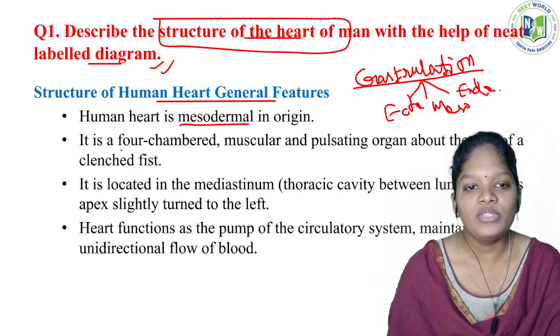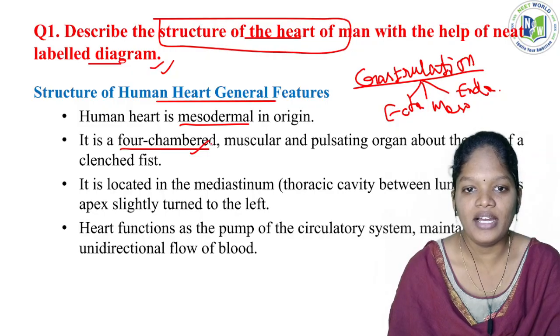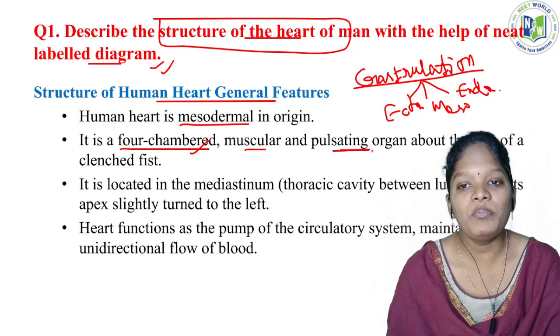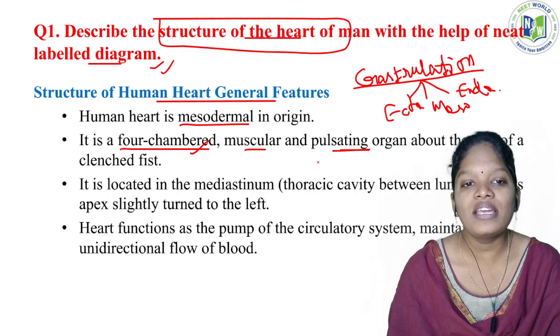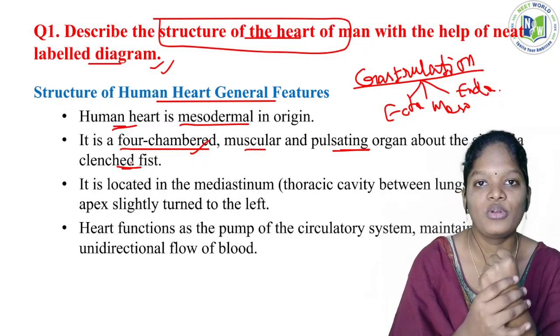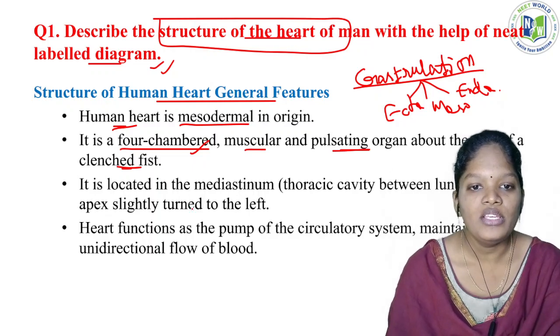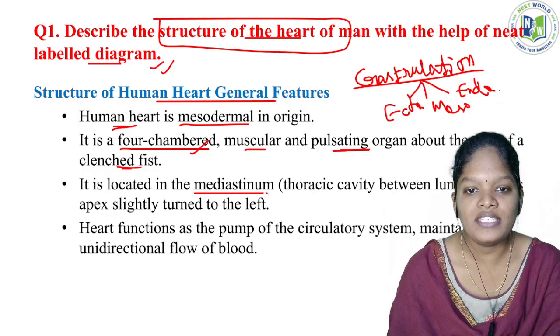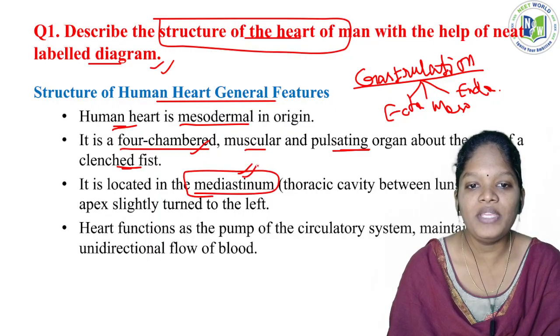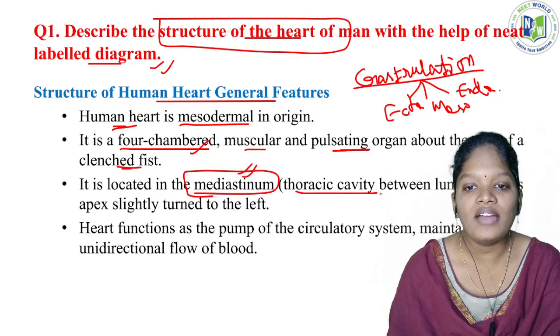We know that the human heart is a four-chambered heart. It is a muscular, pulsating organ. It is nothing but a pumping organ. The size of the human heart is that of a clenched fist, which means if you close your fist, that is the size of the human heart. It is located in the mediastinum. This is an important keyword, you should not miss it. It is located in the mediastinum, in the thoracic cavity between the lungs.